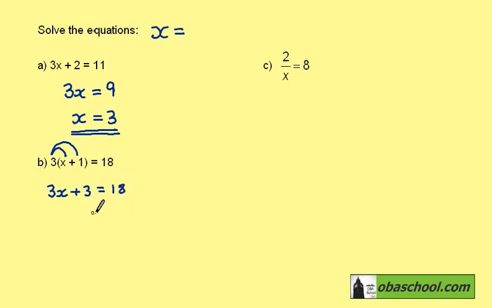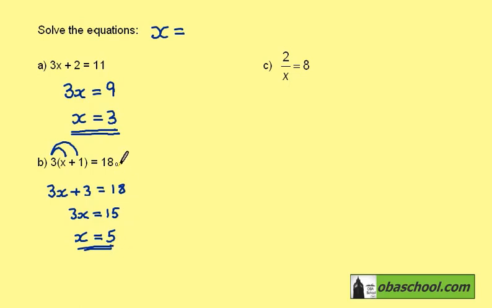Subtract 3 from both sides. We get 3x is 18 take away 3, which is 15. Divide both sides by 3 gives us x is equal to 5.